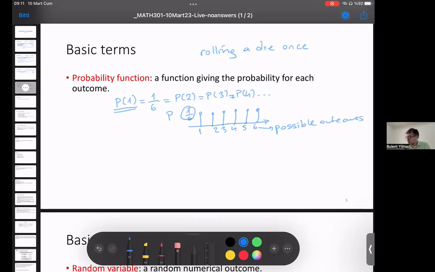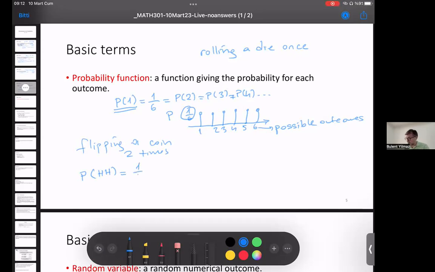So what's the probability of obtaining, let's say my random experiment is flipping a coin 2 times. What's the probability of obtaining 2 heads when I flip a coin 2 times?